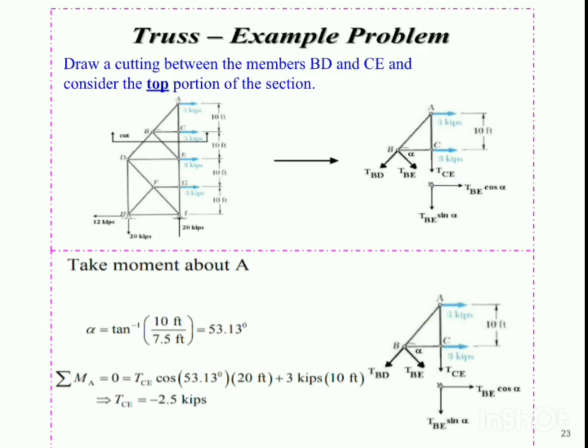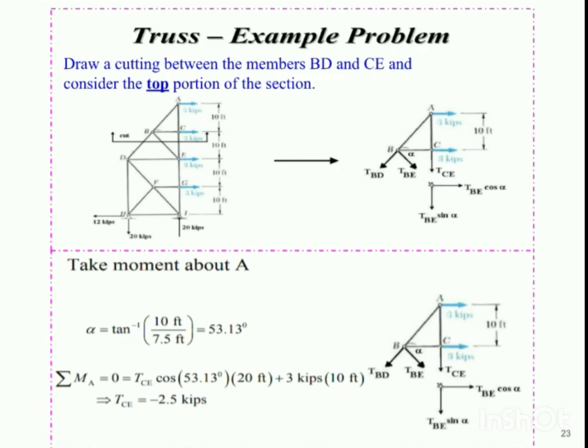So over here you can see we have drawn the truss as it is, and we have shown only those member forces which the section line is cutting, that is TBD, TBE and TCE. In addition to that, we have shown the external forces which are acting on the joint, as it is a free body diagram. So whatever be the external forces acting on the joints, we are required to show them in the free body diagram.